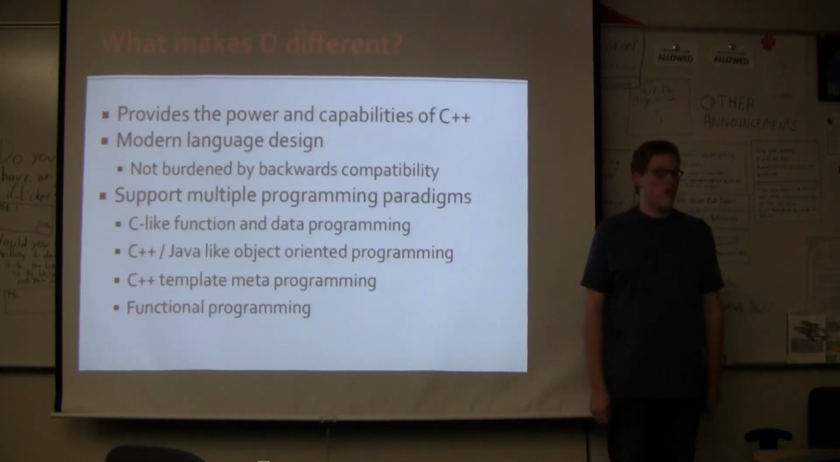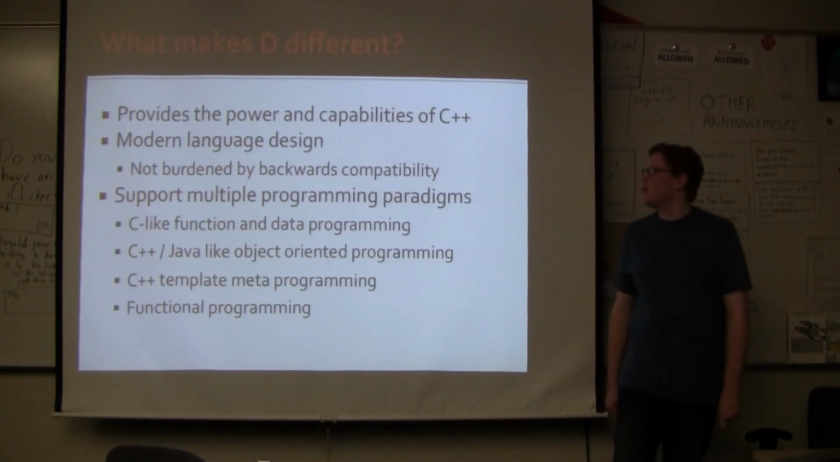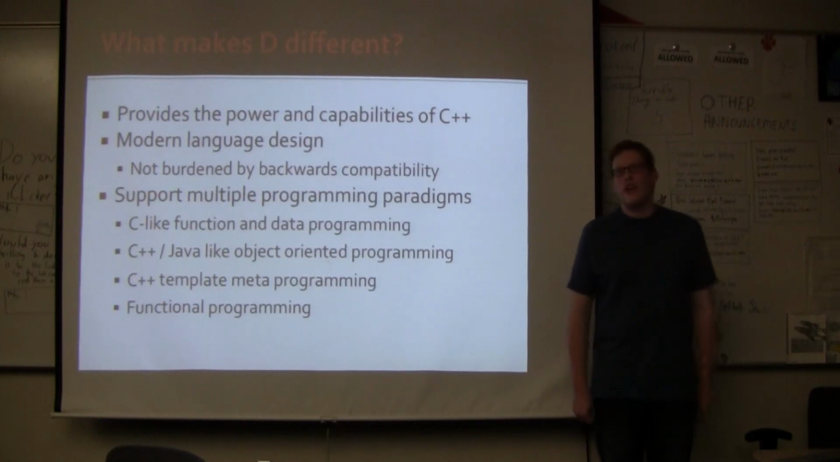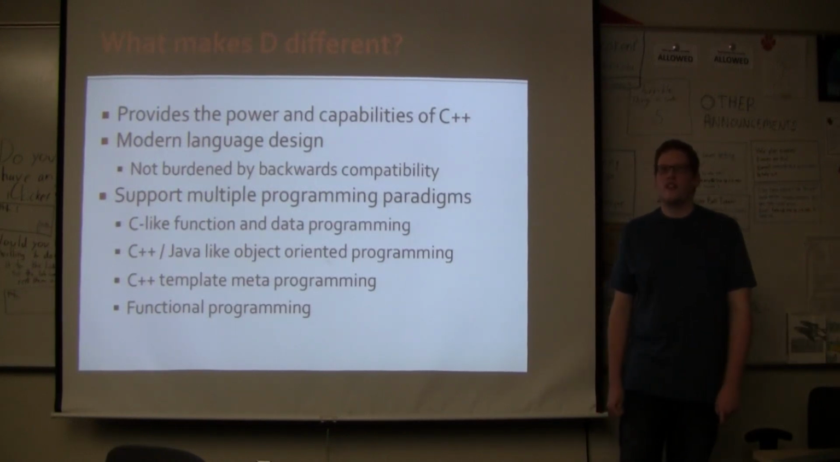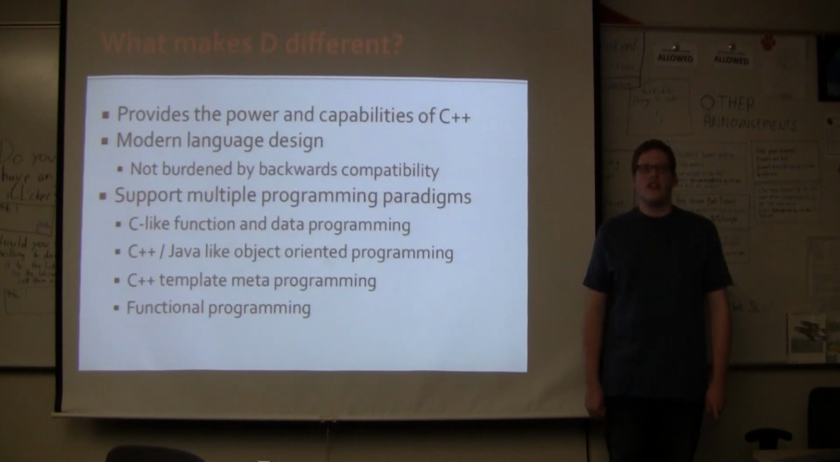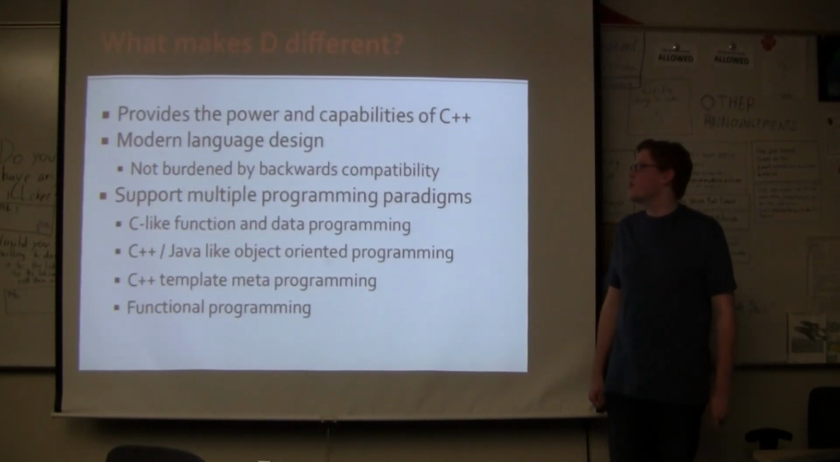So what makes D different? Well, D is designed to be a practical language that has the power and capabilities of a language like C++, but has a more modern language design, so it doesn't have the cruft of being built on top of C like C++ was. So there are no backwards compatibility concerns, and it's aimed at being a more intermediate to advanced programming language. It's more intended to be your second programming language once you know how to program in general.